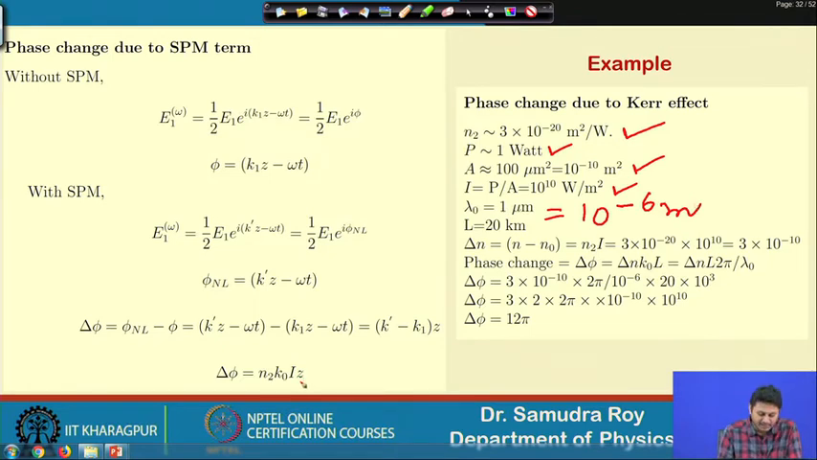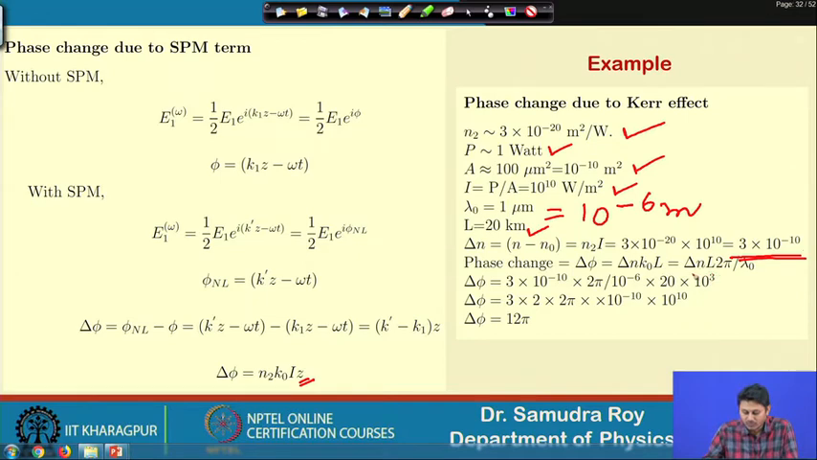Length: over the distance, the phase change is going to increase, so we say it is around 20 kilometer. So, delta n, the change of refractive index, if we calculate, is simply N2 I. So, N2 I is now 3 into 10 to the power minus 10. Now, what should be the phase change? The phase change will be delta n k0 into Z, or simply N2 K0 I into Z.